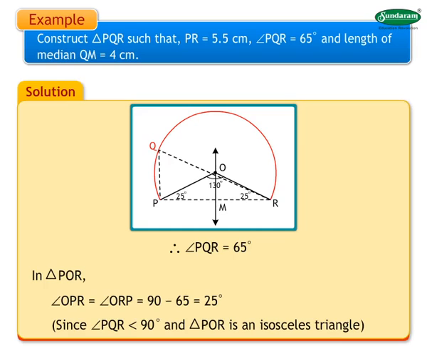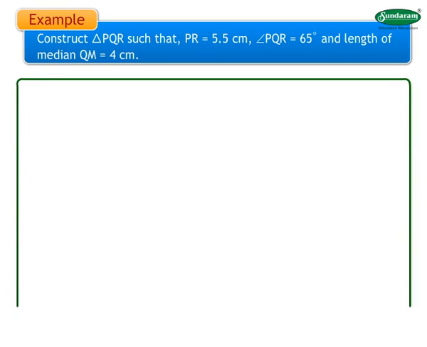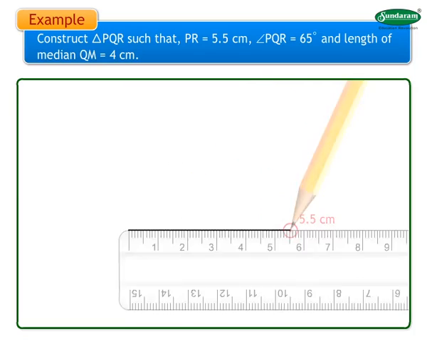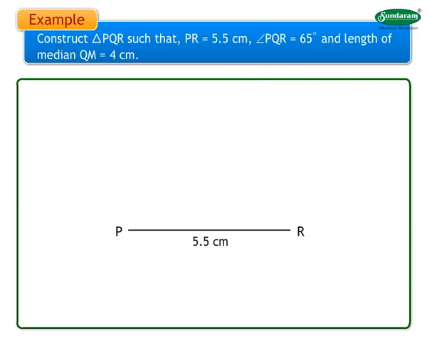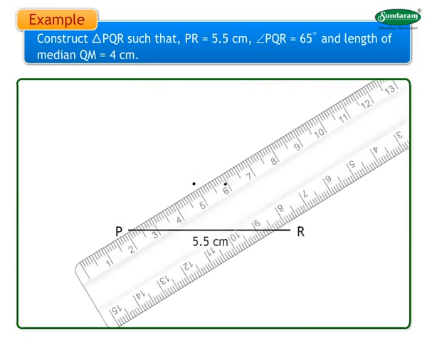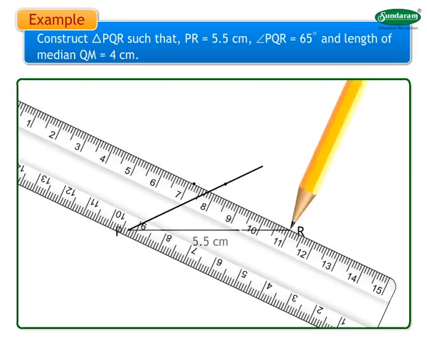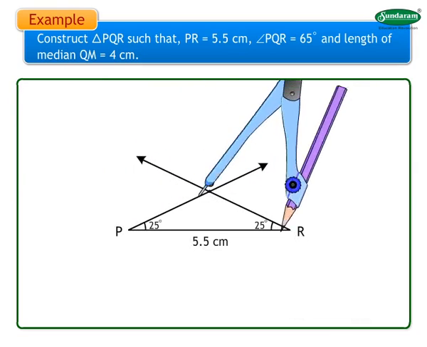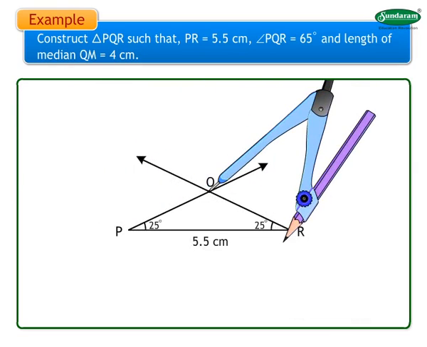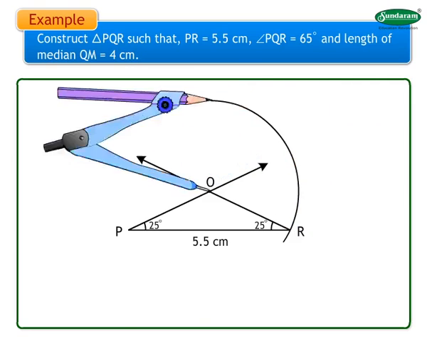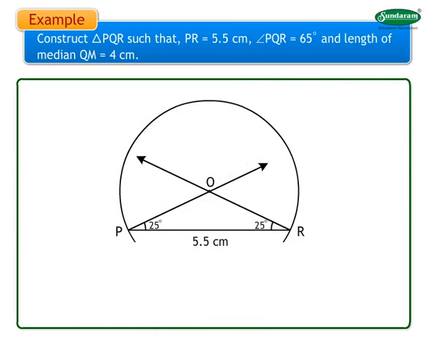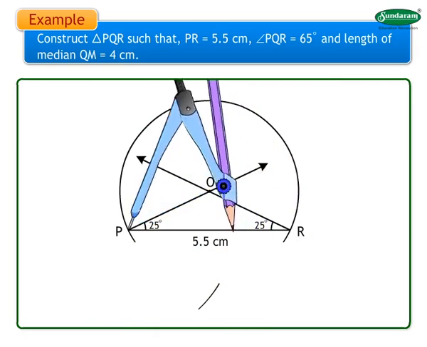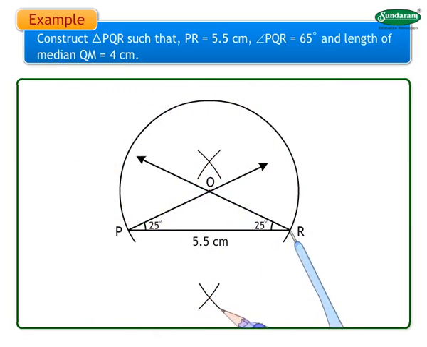Now let's look at the construction. Draw segment PR of length 5.5 centimeters. At the end points of segment PR, draw angle of 25 degrees. Let the intersection of arms of angle be O. Now, take O as the center and OP as radius. Draw an arc to the center side of the circle. Now draw the perpendicular bisector of segment PR and name the midpoint as M.